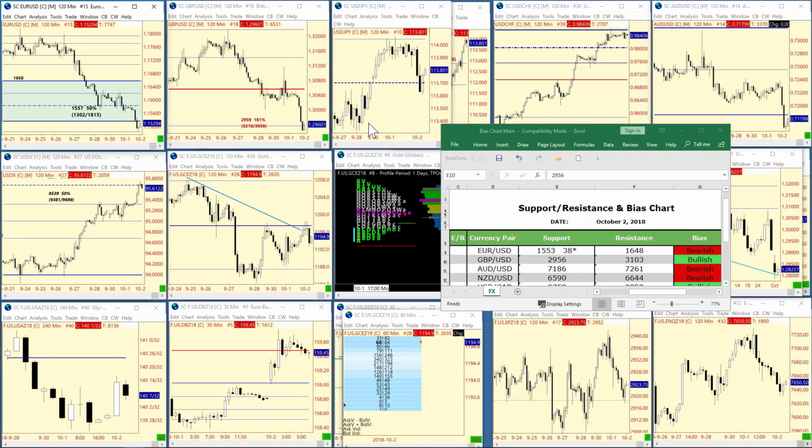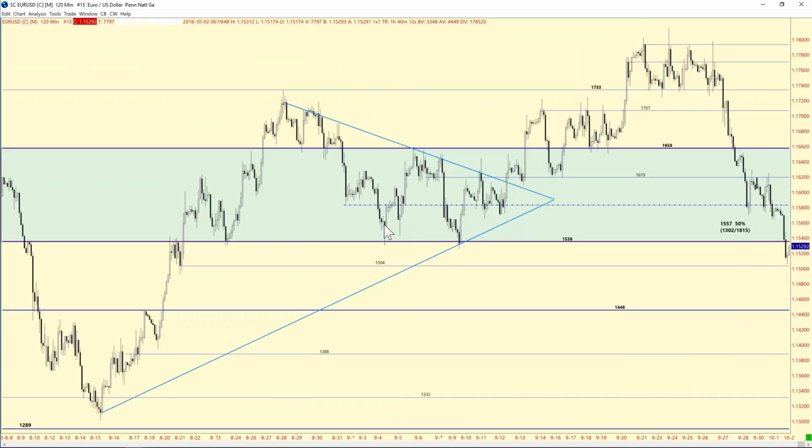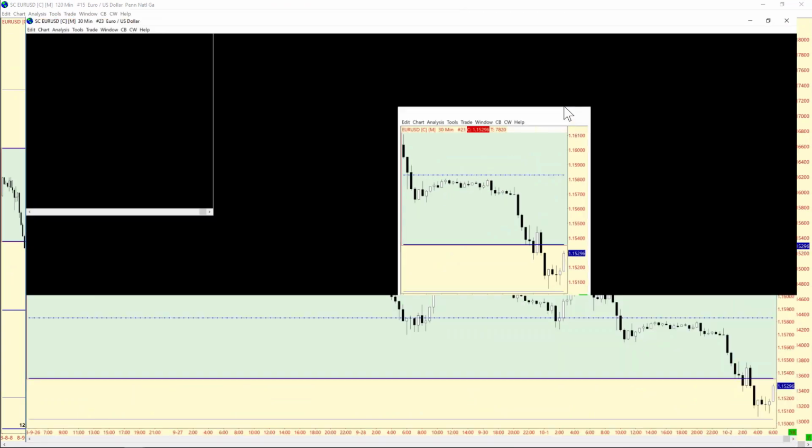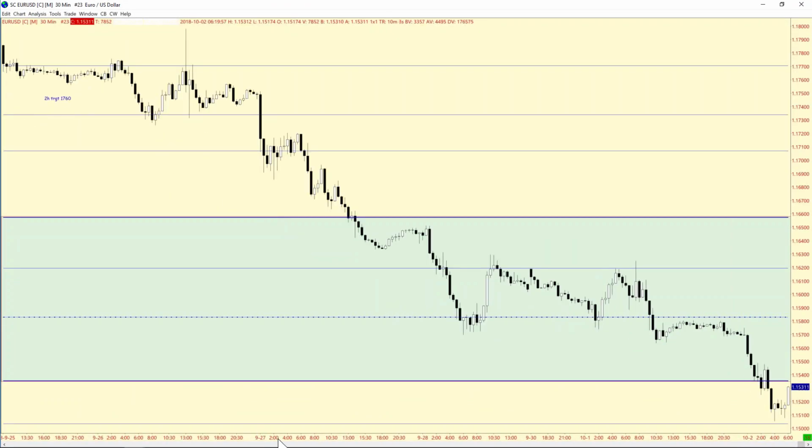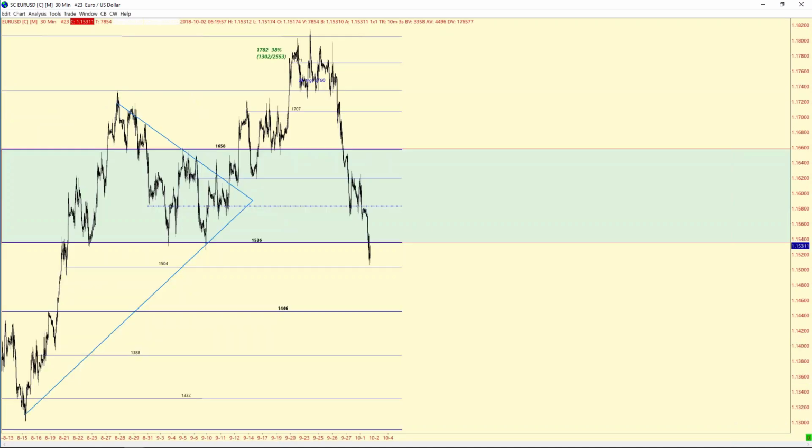So if you think that the euro's overdone, your risk is to 1504, and that would actually be on a 2-hour close. Sometimes we'll look at it on the 30-minute, which actually I did have it here on the 30-minute, but that's just an extrapolation from the 2-hour. But taking a look here on the 5th, right there.